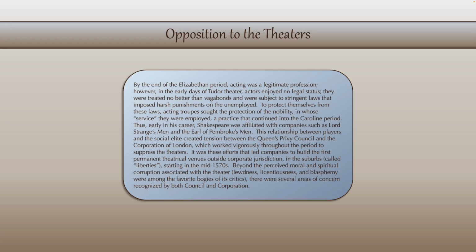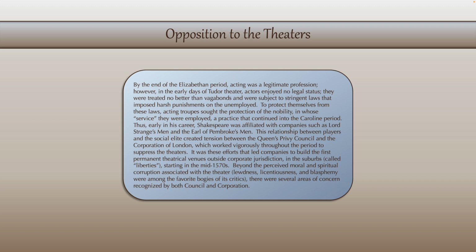So, opposition to the theaters. Not everyone was happy about this popular form of entertainment. By the end of the period, acting was, for the most part, a legitimate profession. However, in the early days of Tudor theater, actors enjoyed no legal status. They were treated basically as vagabonds and were subject to very stringent laws that imposed harsh punishments on the unemployed. These punishments could involve everything from public whipping to enslavement.